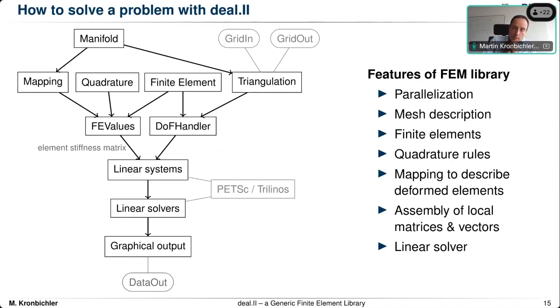And once you have that, you actually start thinking about computing finite element integrals. For computing finite element integrals, you need 2 more ingredients, or 3 in the deal.II language, which is on the one hand the mapping. The mapping is a description of deformed elements because we have complex geometries. The deformation is again something coming from the manifold and the mesh elements.